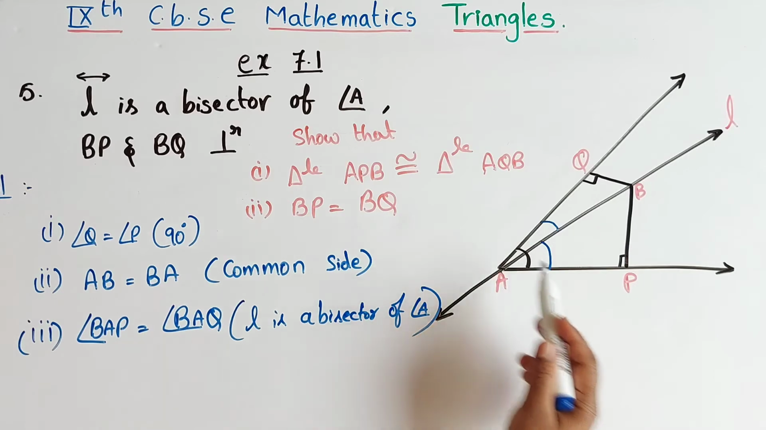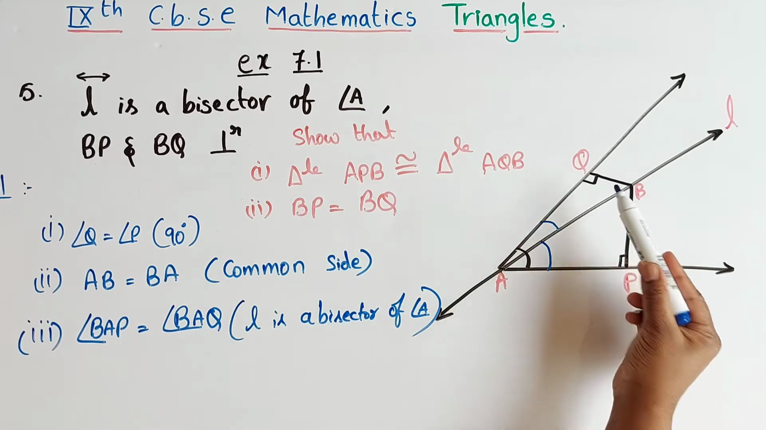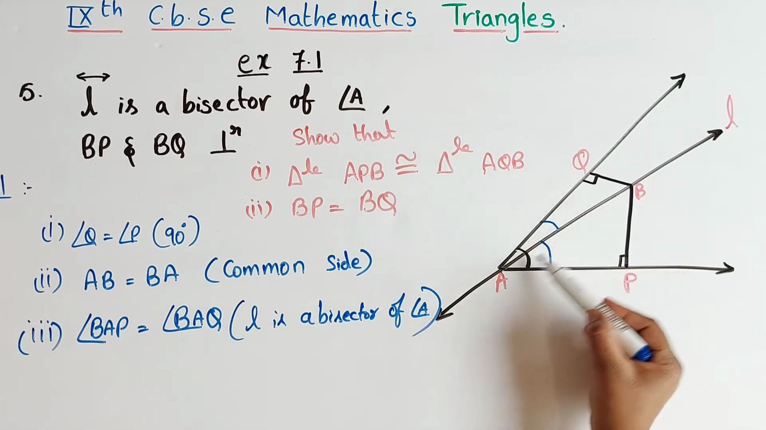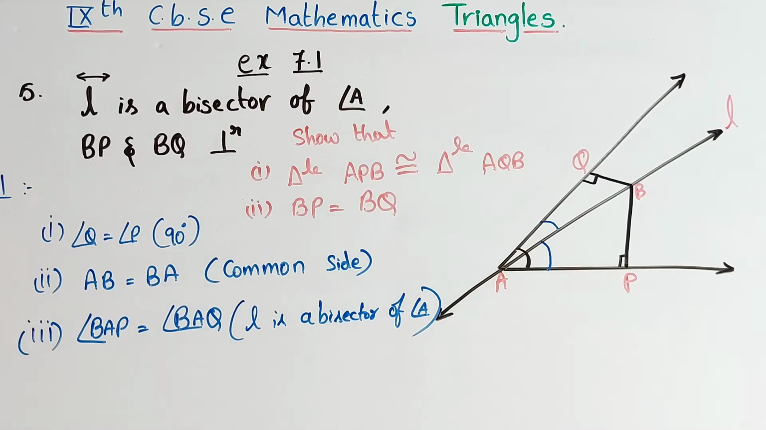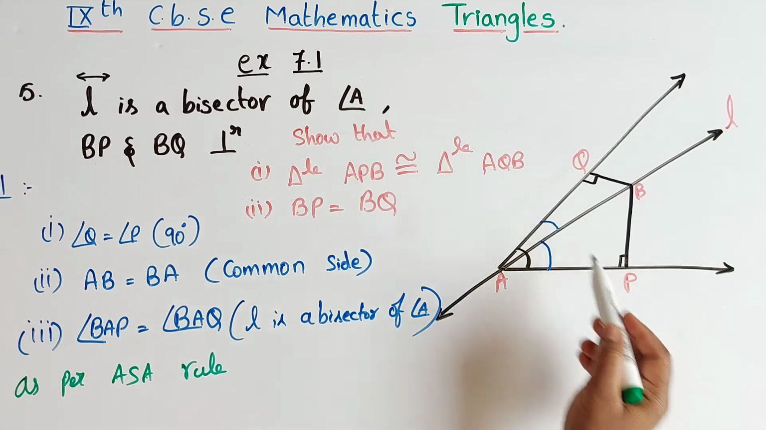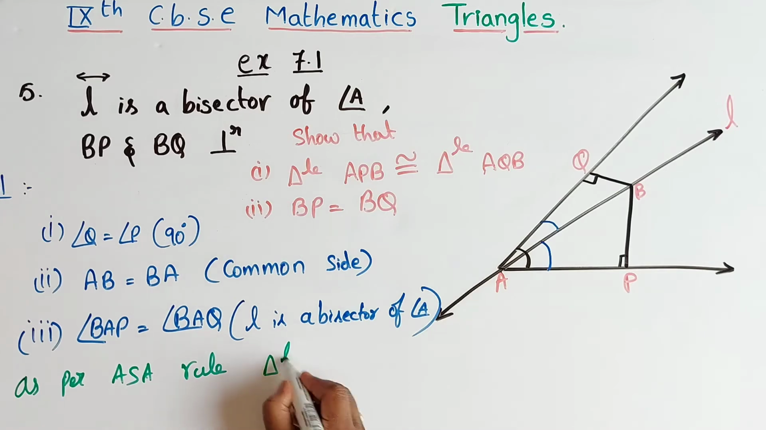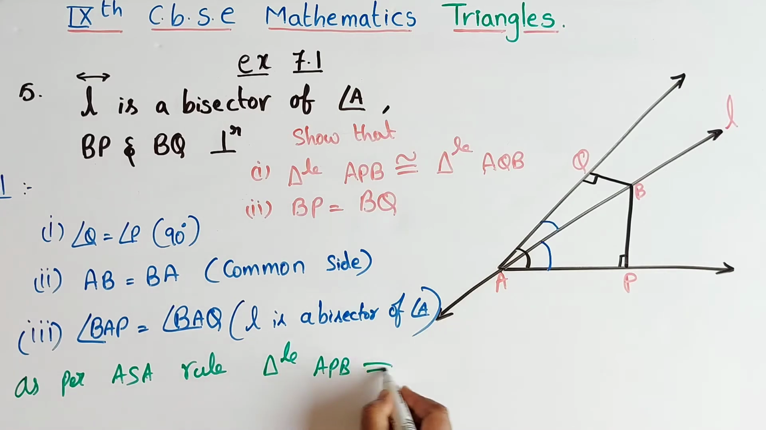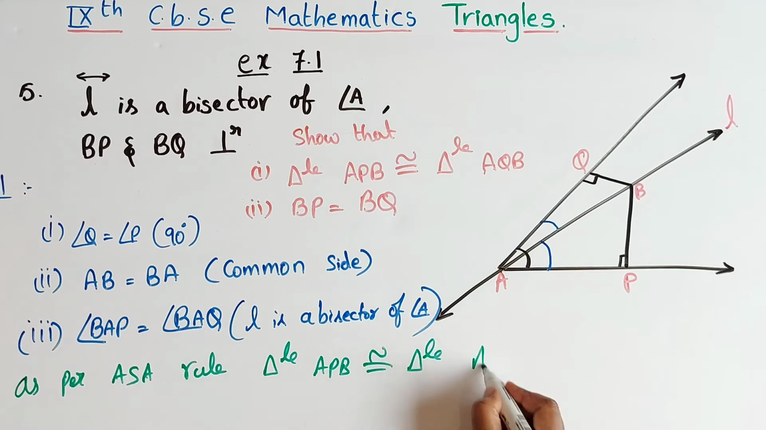Now check these two triangles, children. Angle, angle and the middle one side. So as per ASA rule, we can say that these two triangles are congruent. Triangle APB is congruent to triangle AQB. Correct, children?